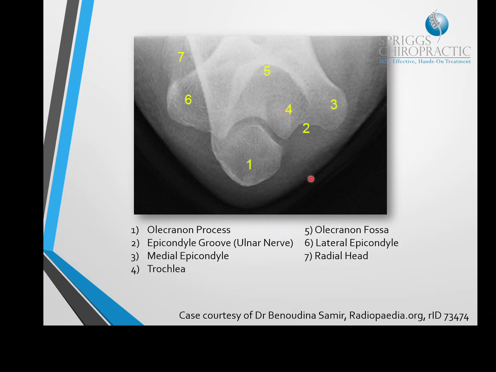Number 5 is the olecranon fossa. So when the elbow is straight, the olecranon will slide into this nice little triangular dome-shaped fossa just here. You can really see the joint line really nicely in this particular image as well. So it's very helpful for that.